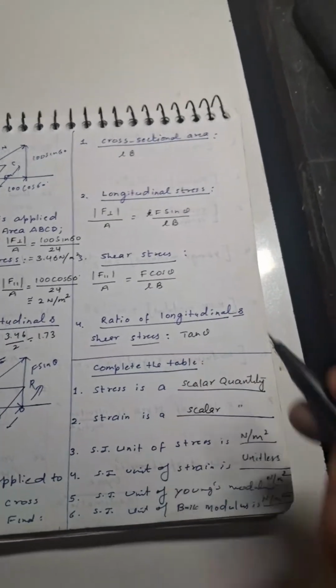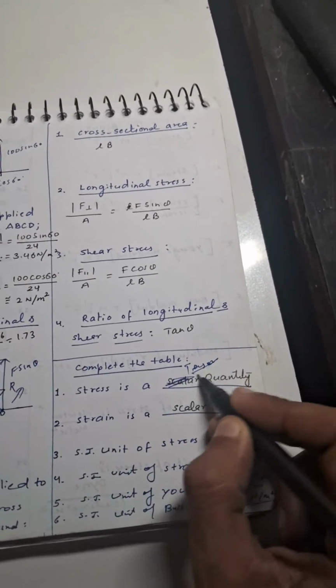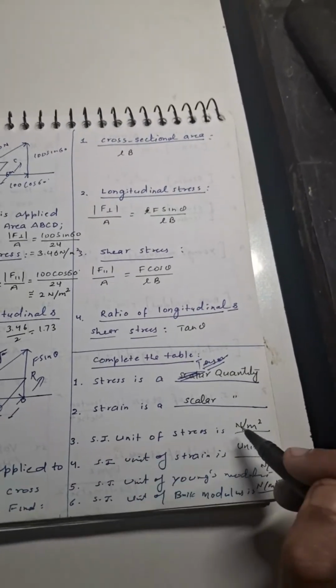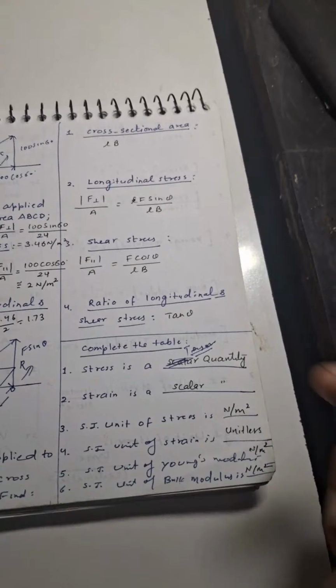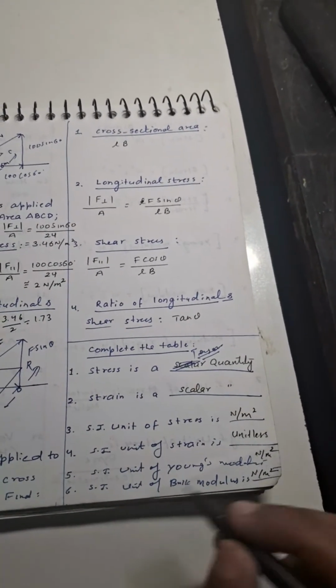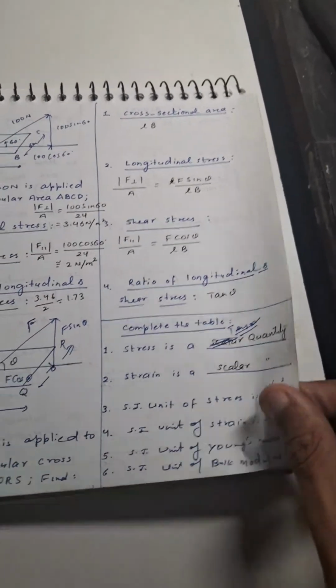Now there is a question based on that. So the first question is stress is, so it's a tensor quantity. Strain is a scalar quantity. SI unit of stress is Newton per meter square. SI unit of strain is unitless. SI unit of Young's modulus is Newton per meter square. SI unit of bulk modulus, it is also Newton per meter square.